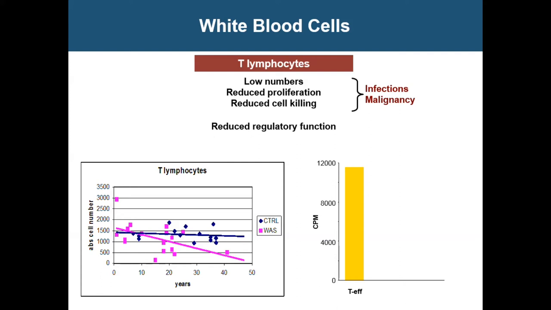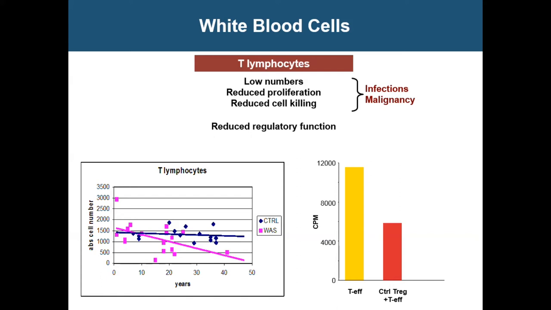So we culture some T cells. We call them effector T cells, the cells that are being stimulated to respond to, let's say, a viral infection. When we culture those cells by themselves, they proliferate with up to 12,000 on this proliferation scale. When we culture them together with regulatory T cells from a normal control, as you see, their proliferation becomes half. So the regulatory T cells are able to reduce the proliferation of these T cells, and that's their job.